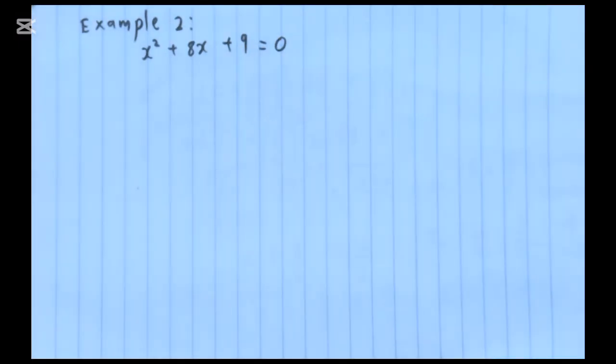Okay, so on to example 2. We have x squared plus 8x plus 9 equals 0, and we are supposed to solve this quadratic equation using the completing square method. We're going to rewrite it in a format that will allow us to make the left hand side a perfect square.